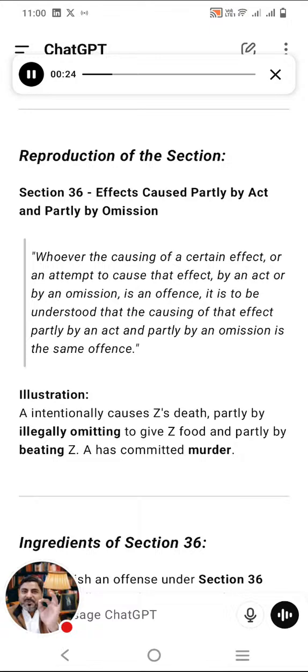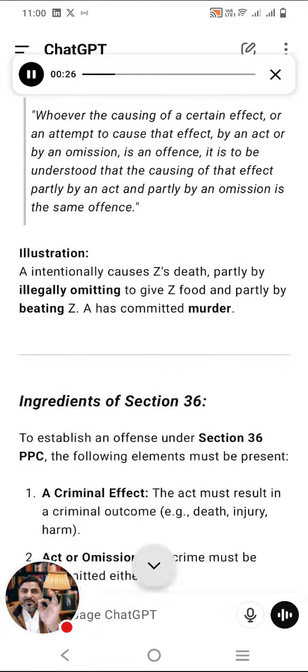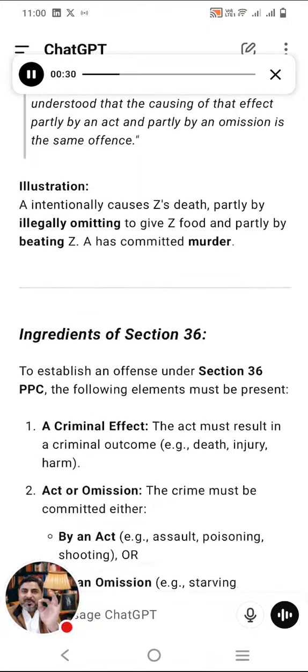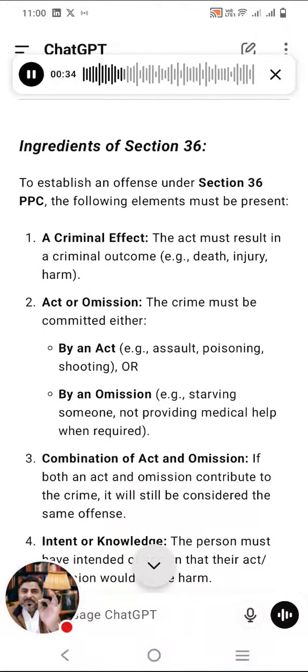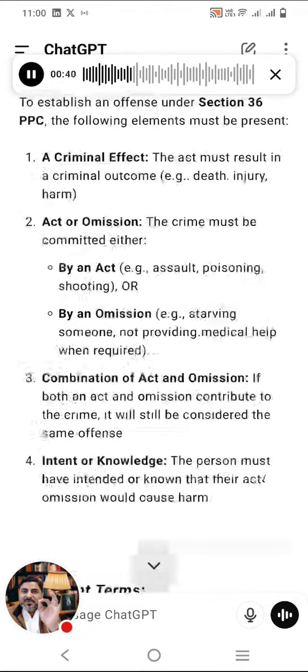Illustration. A intentionally causes Z's death, partly by illegally omitting to give Z food and partly by beating Z. A has committed murder. Ingredients of Section 36. To establish an offense under Section 36 PPC, the following elements must be present. 1. A criminal effect. The act must result in a criminal outcome, e.g., death, injury, harm.